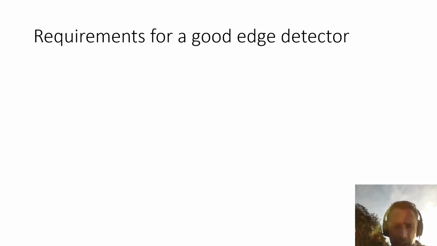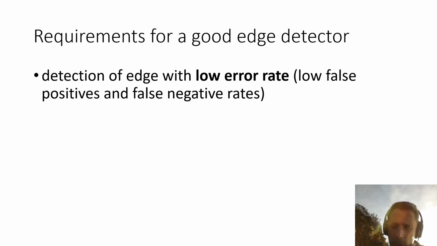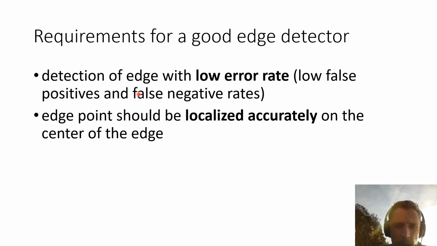Okay, let's first define what we think should be a property of a good edge detector. First of all, obviously, we want edges to be detected as edges and non-edges to not be detected as edges, right? So we would like to have a low false positive rate and also a low false negative rate. Obviously, that's what we want in any binary classification task. Also, the edge point should be accurately localized. So we don't want an edge that is here to be detected here or there.